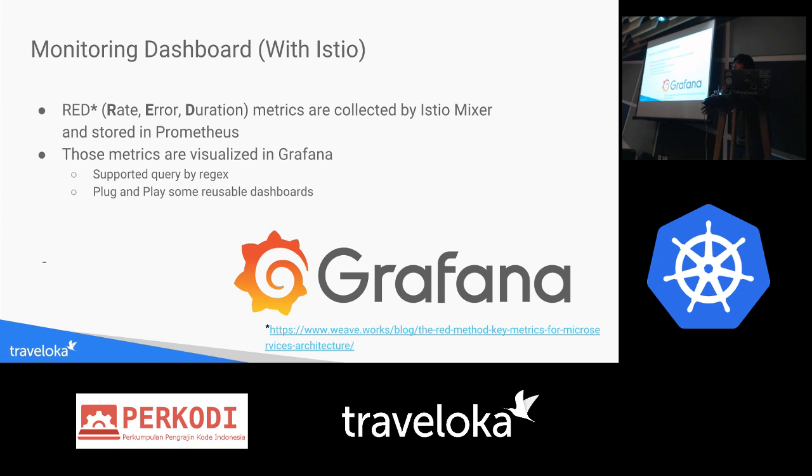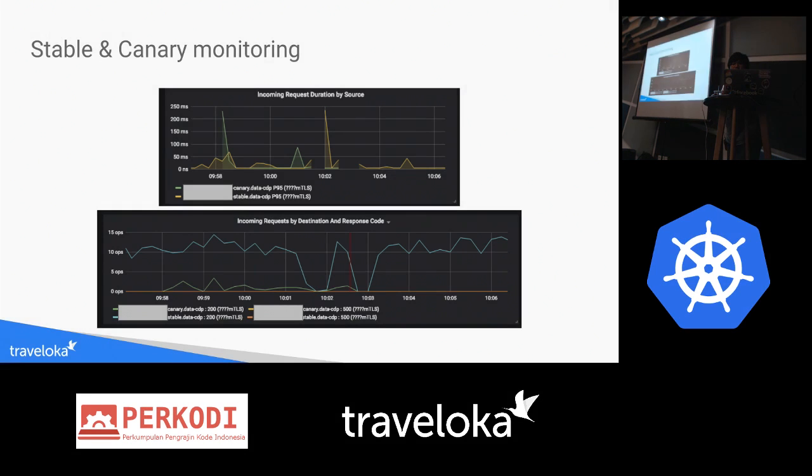And by using Istio, what we get from the monitoring part is basically RED metrics. So what is RED? Rate, errors, and duration. It just comes out of the box from Istio. Another reason why we are using Grafana is that Grafana supports querying by regex. And if you look on the internet, you can find several monitoring dashboards for Grafana that you can just plug and play in your cluster, so you don't really need to work on the monitoring. You can just download the dashboard and install it on your Grafana. It's really easy.